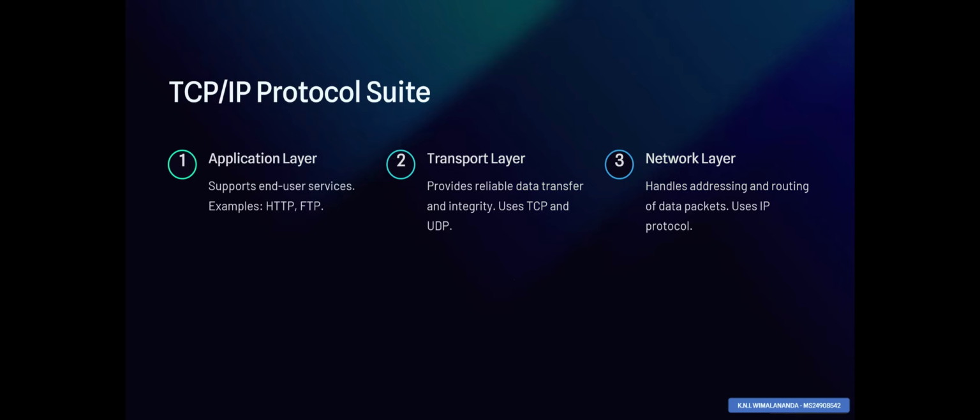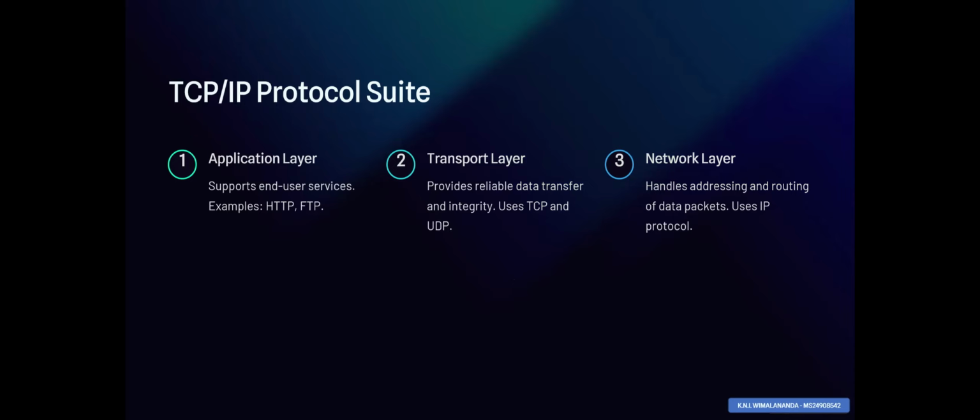TCP/IP protocol suite. So, the TCP/IP protocol suite is the foundation of the Internet and most modern networks. It follows a layered architecture. So there are three layers: application layer, transport layer, and network layer.